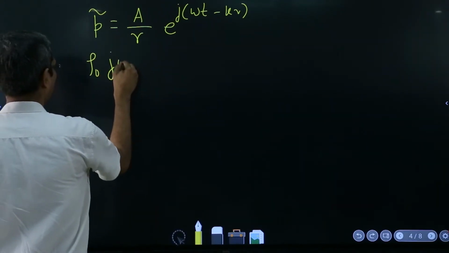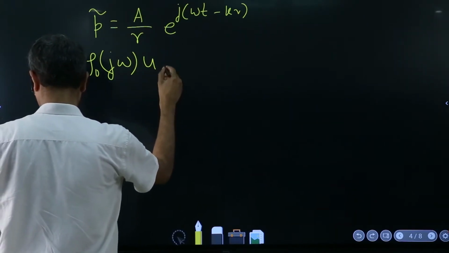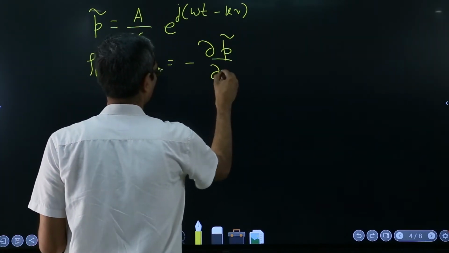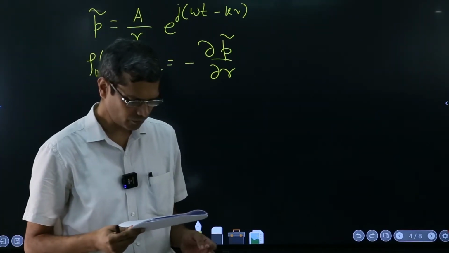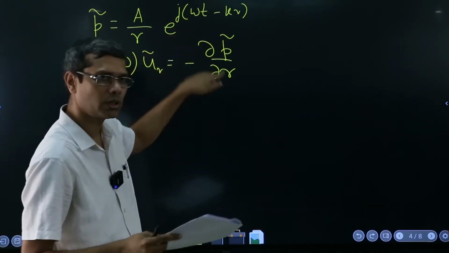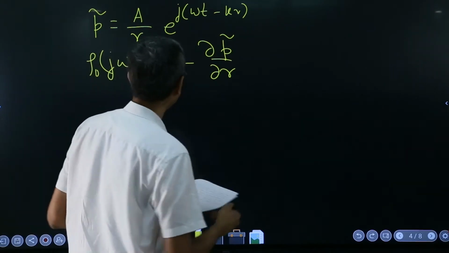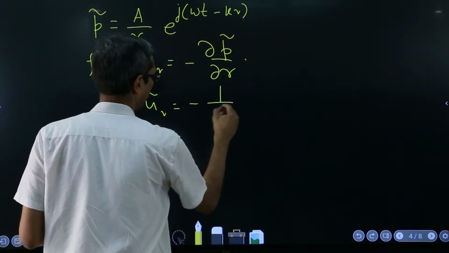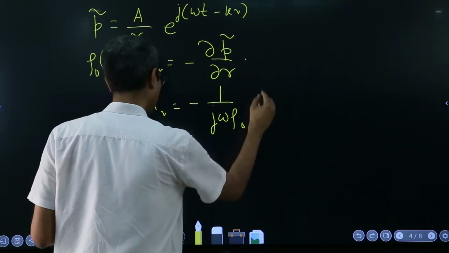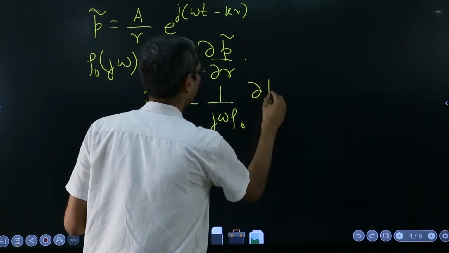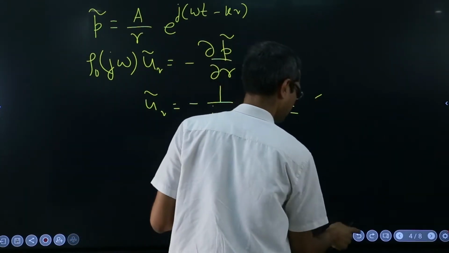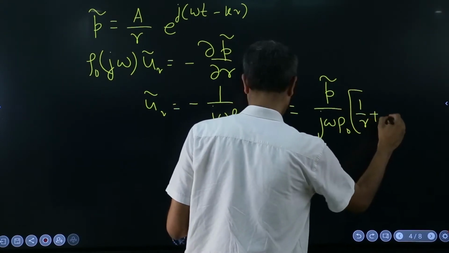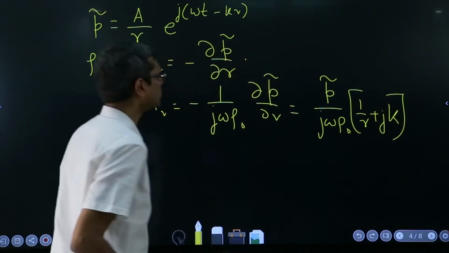That means rho naught j omega times u, okay, this u is u_r anyways, is the negative of the gradient of pressure in the r direction. So now just do the differentiation with respect to r, and you will get something like this. So your u_r will come out to be negative of 1 by j omega rho naught, same thing, into p over j omega rho naught, 1 over r plus jk. So this is the expression which you will get.